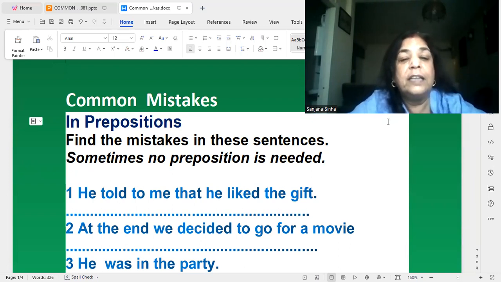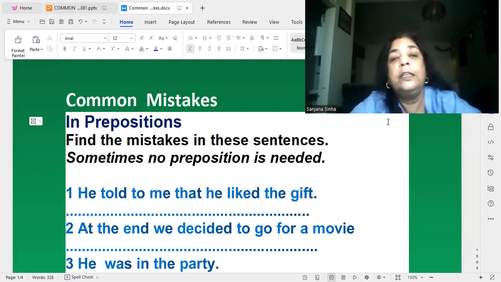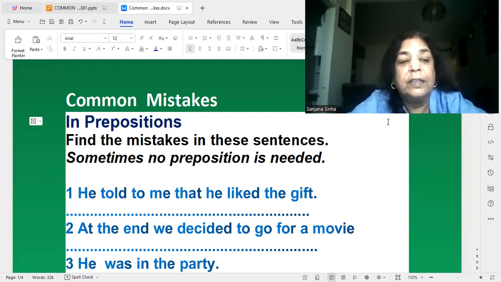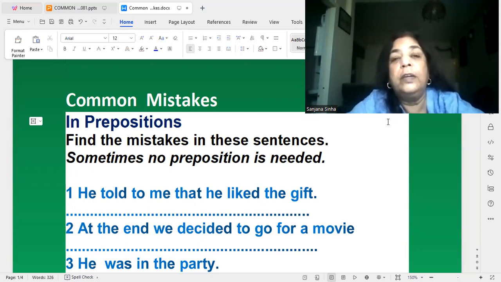He told to me that he liked the gift. Do you think this is a right sentence? Is the "to" required over here? Sometimes they are not. Like, he told me to sit down. He told me to go home. He told me to read some sentences.